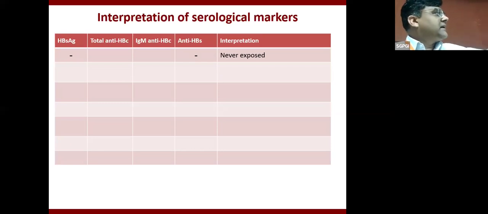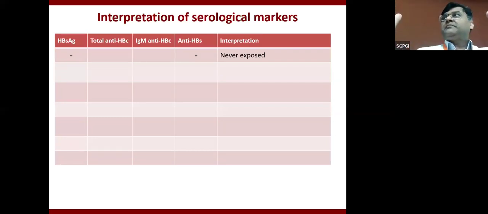Same thing. If you are getting HBsAg negative in a patient and anti-HBs is negative, that means the person was never exposed. See, I want to give you a concept. There is a difference between exposure and infection.